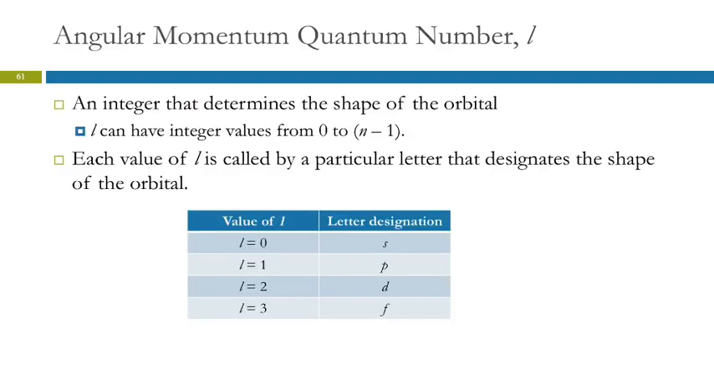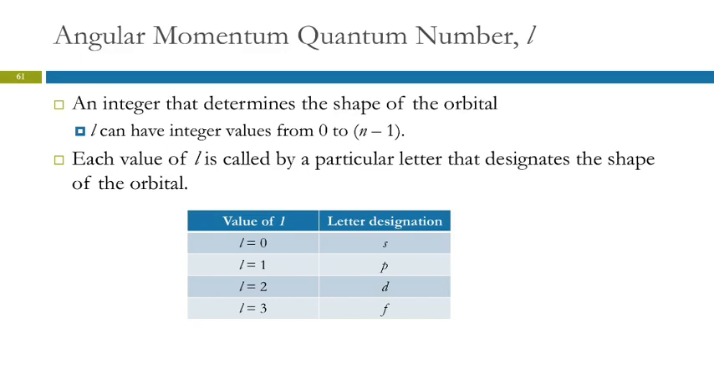The next one is called the angular momentum number. This is an integer that describes the shape of the orbital. And L can be any number from 0 up to 1 less than n. So whatever n is determines how many different values L can have.